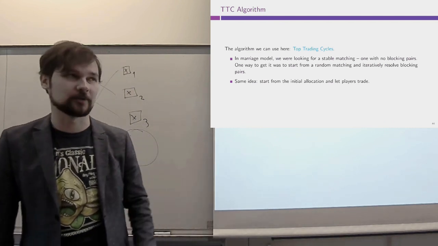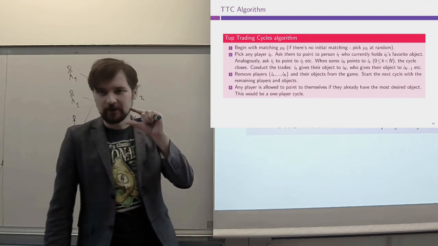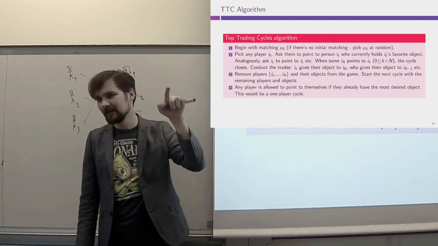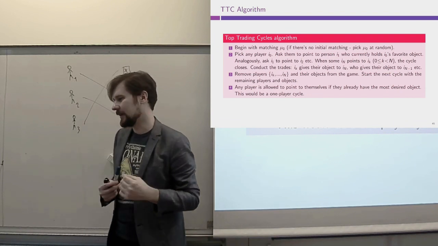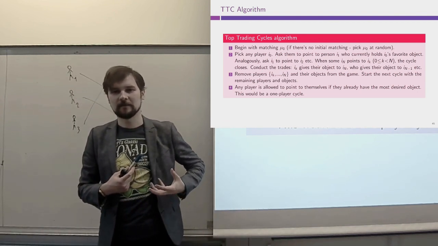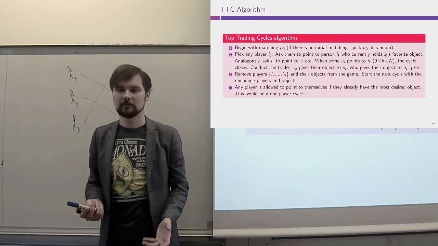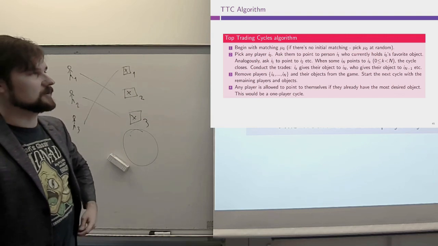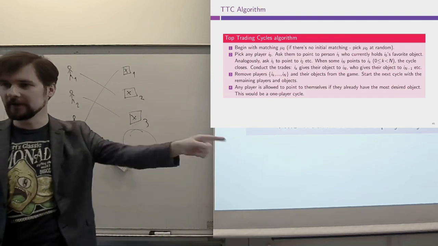And this is the big idea behind top trading cycles. The only non-trivial part is that you might have not just bilateral trades, so two people in a blocking pair, but you can have a blocking circle, a set of agents such that if I give my item to you, you give your item to the next one, and then I myself receive the item from the last one, all of us together would be happier, at least weakly happier. And this is exactly the way that this algorithm proceeds. So we have some initial matching, then we pick any player and we ask that player to point to their favorite item.